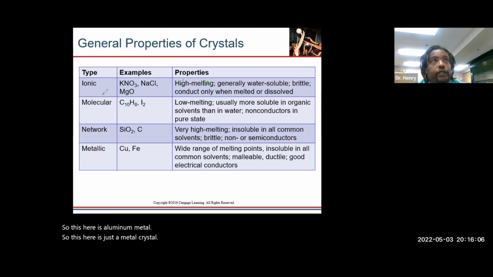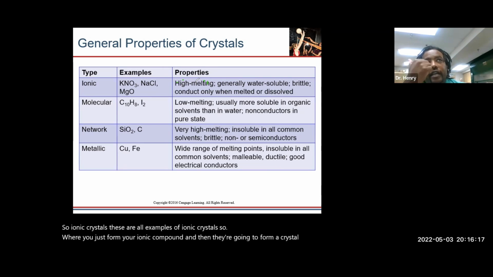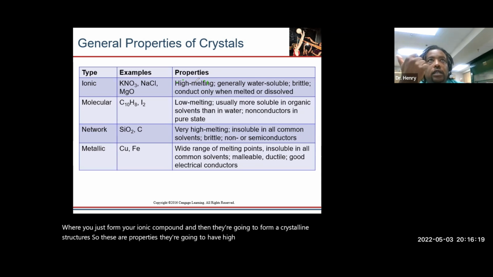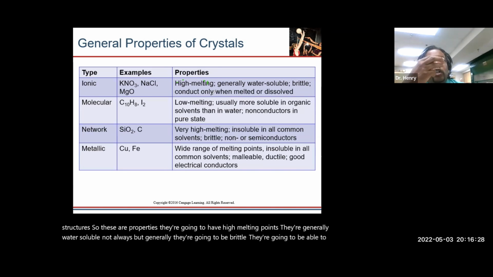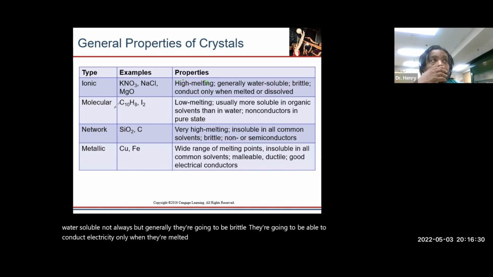Okay, so these are all examples of ionic crystals, where you form your ionic compound, and then they form crystalline structures. So these are the properties: they're going to have high melting points. They're generally water soluble, not always, but generally. They're going to be brittle. They're able to conduct electricity only when they're melted or dissolved in water.